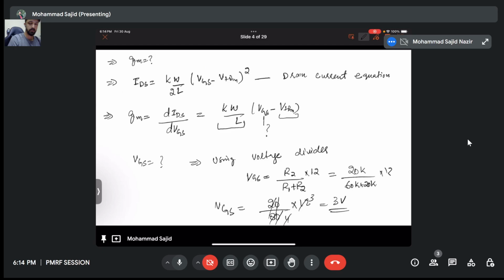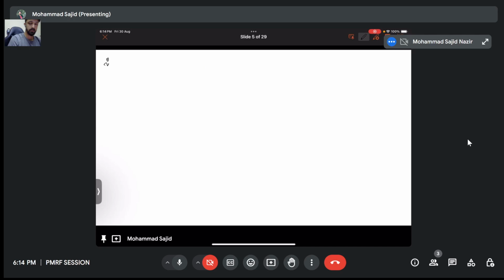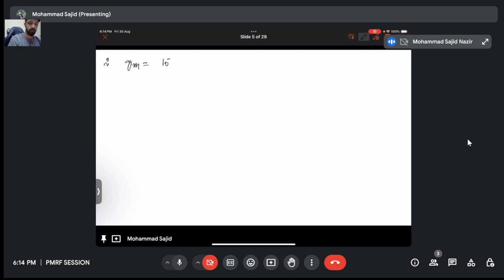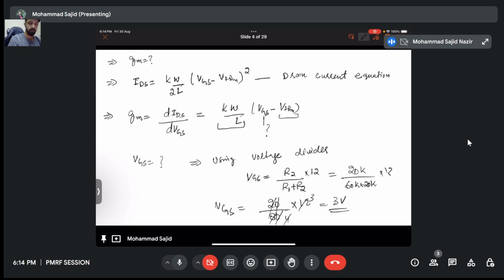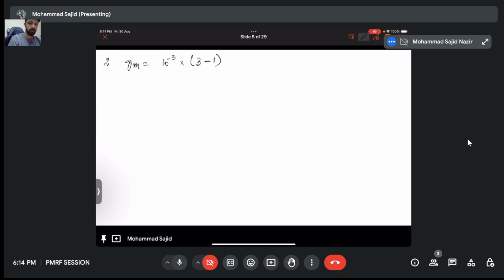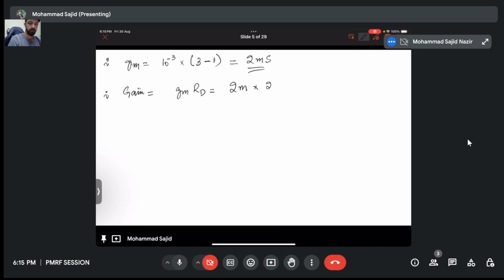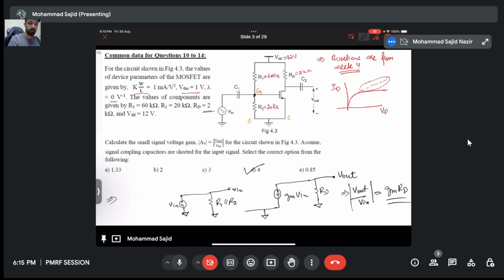Now you can find GM. Therefore, GM will be kW by L, which is 1 milli, that is 10 to the power minus 3, multiplied by VGS, that is 3, minus VTH, which is 1. So GM is 2 millisiemens. Right? Now we need to find the gain. Therefore, gain is GM times RD. This is 2 milli multiplied by RD. RD is 2 kilo ohm. Kilo and milli will cancel. So it is 4. So the correct option is 4.